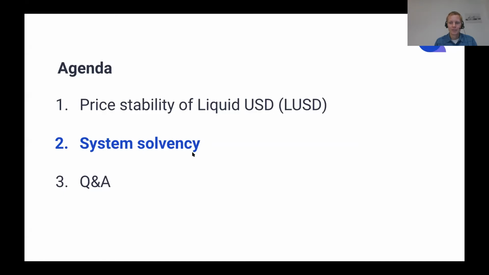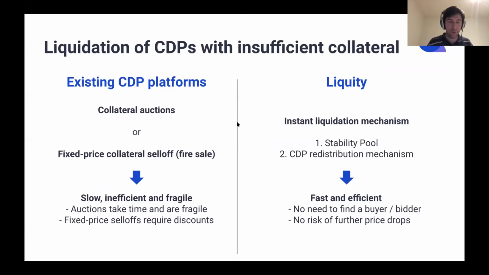No worries, Robert. Cool. Then I will quickly cover system solvency and then go to the questions and answers. System solvency is a different problem. Here, what we have to achieve is that whenever a CDP, a loan position, gets insufficiently collateralized because the value of the collateral drops, like the market value of the ether could drop below 110%, which is our liquidation ratio, the minimum ratio that you need to maintain.